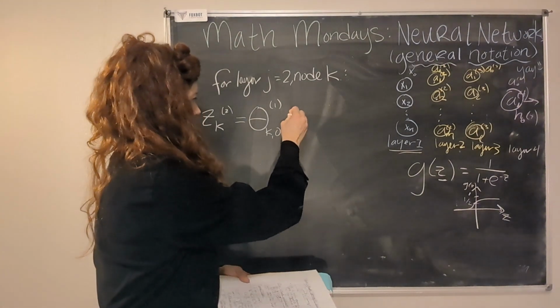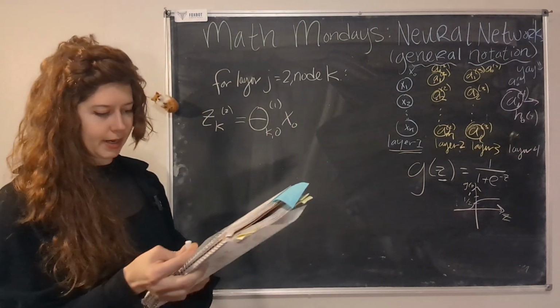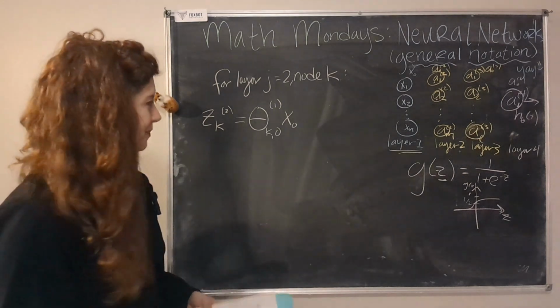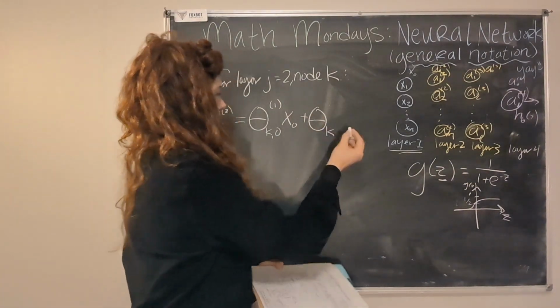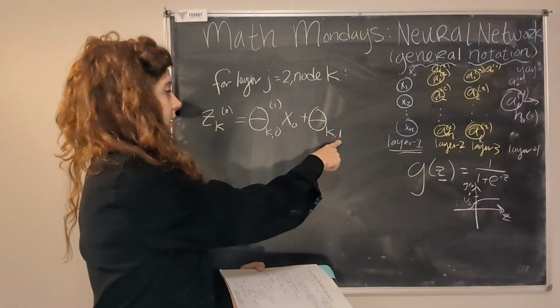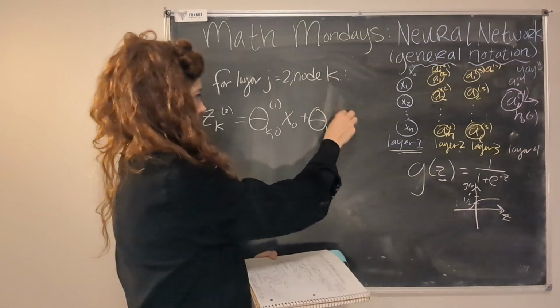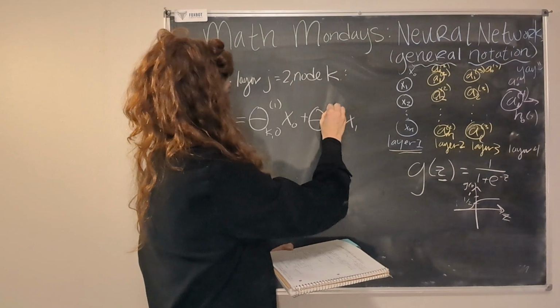So now we have that multiplied by our bias unit. I was just thinking in real time. Thank you for bearing with me. Then we add our second parameter theta k for node k in layer 1, and we multiply that by x1, and this is in layer 1.